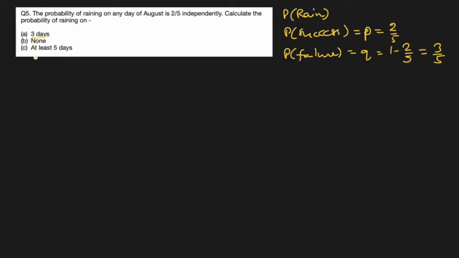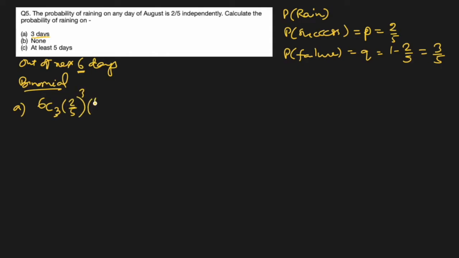3 days out of next 6 days. So whenever we have a fixed number of samples, and some of them we want success, some of them we want failure, we use binomial distribution. So for part A, we will use binomial distribution. And how do we do that? Total numbers, C, number of success, and then probability of success to the power of the number of success, and the remaining power with the failure.